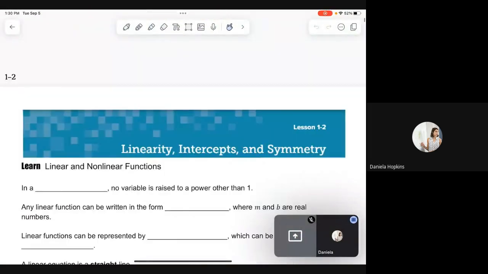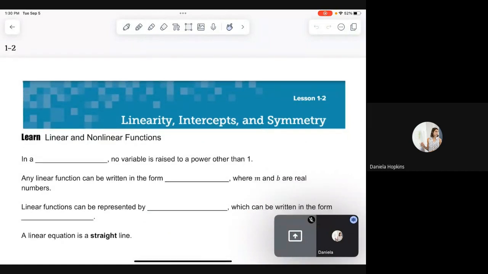So our learning target for today, again, this is a section that's sort of heavy in vocab. Our learning target is that we're going to be able to determine if a function is linear or non-linear. I'm going to show you how to do that algebraically, but there's a lot of key things you can look for that's not algebraic to prove this. We're also going to find x and y intercepts.